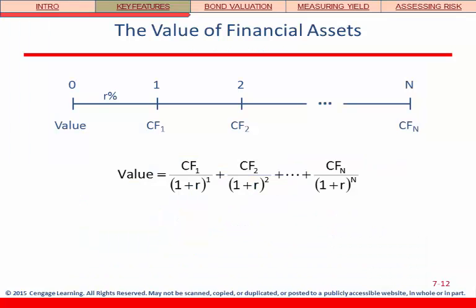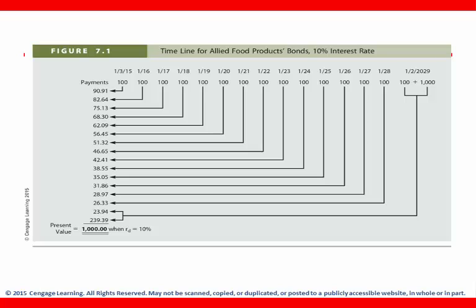Now, this next slide here, the value of financial assets slide, it's probably not going to be that important for most of you. I really stress the importance of that bond cheat sheet and all the information we just went over. But if you want to see a timeline of how you might go about valuing a financial asset, this is really important. And we've got a graph here that might help show it as well. So if you look here specifically at figure 7.1, the timeline for Allied Food Products bonds with a 10% interest rate, what you're going to see are all the specific payments and how they were discounted back to the present value.